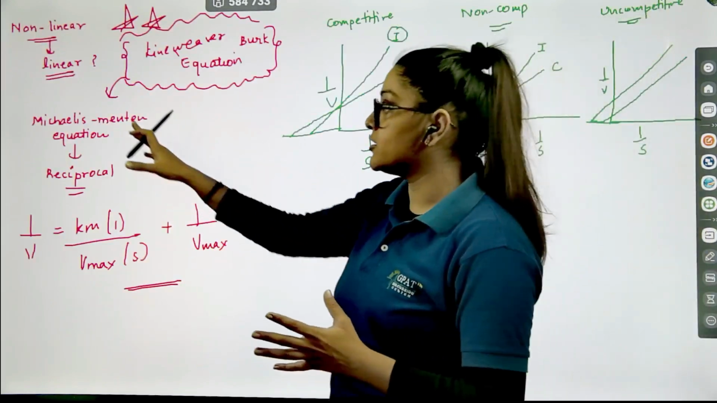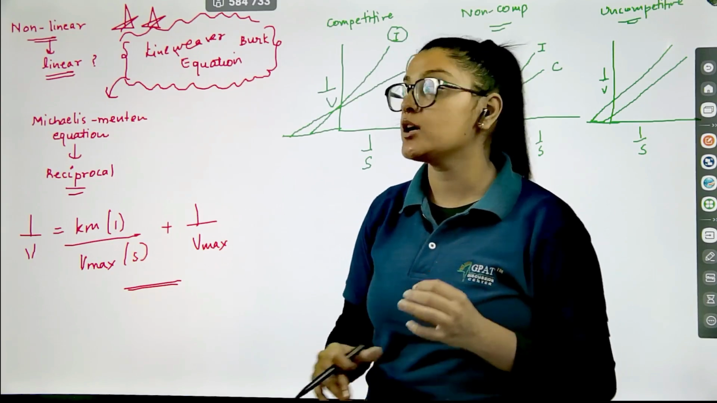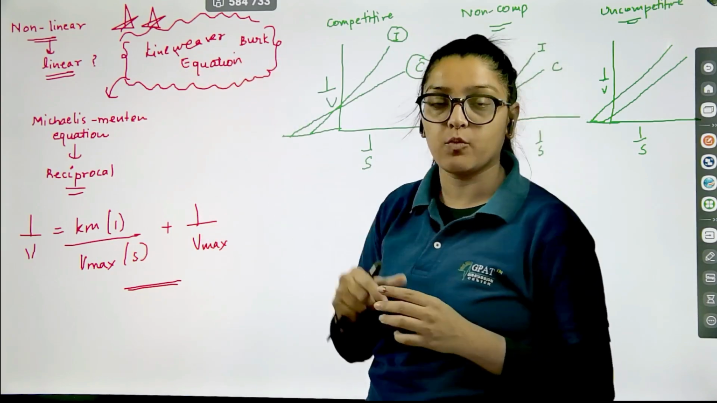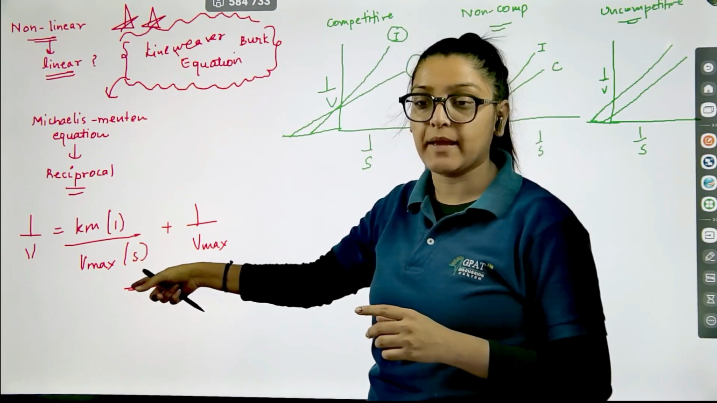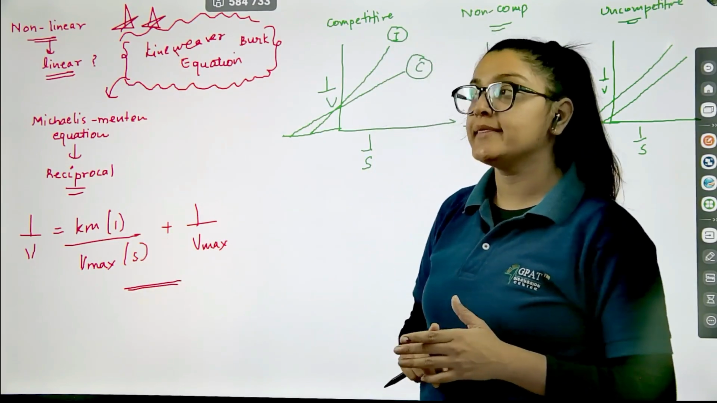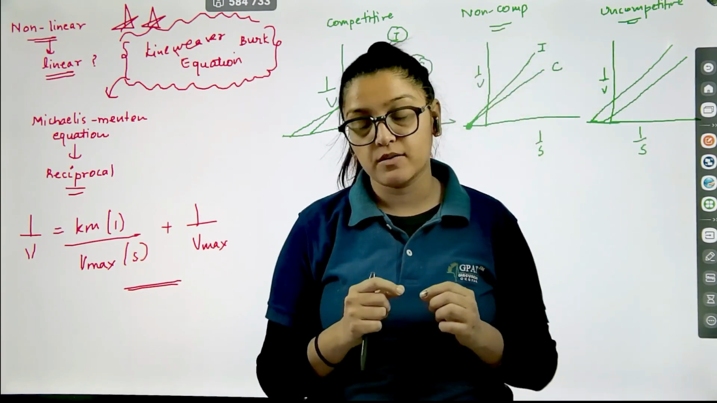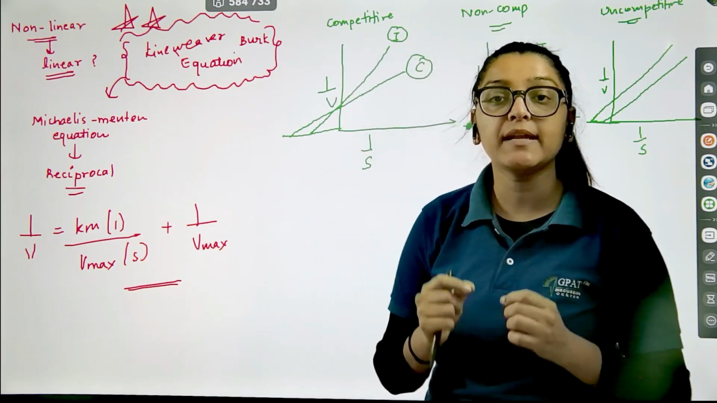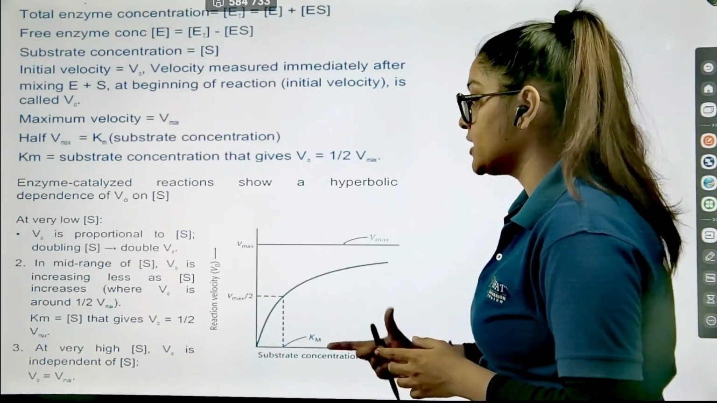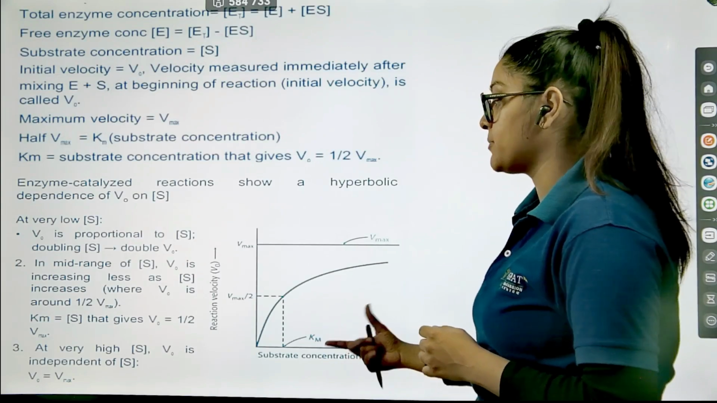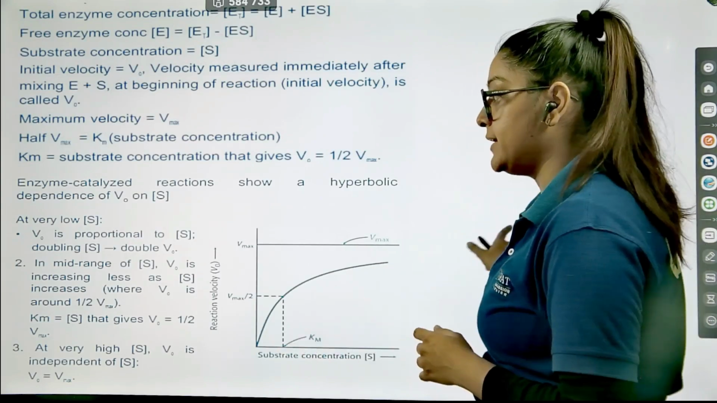Generally it was non-linear. To explain how we can turn it into linear, there is a plot which we call the Lineweaver-Burk equation. This equation is just the reciprocal of the Michaelis-Menten equation, and then we plot the graphs for the reciprocal of the reaction rates against the reciprocal of the substrate concentration. So this is all about the Michaelis-Menten equation. This is the important graph showing first order initially and then zero order kinetics.